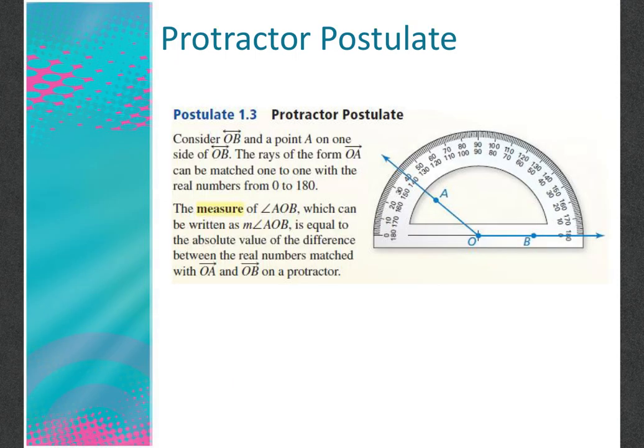The protractor postulate is a lot like the ruler postulate. On the ruler postulate, we said every coordinate could be given a value and a name. And the protractor postulate says for any angle, if I line up one of the sides of the angle, the ray of the angle here, then wherever the other side passes through on the protractor would be the value of that angle.